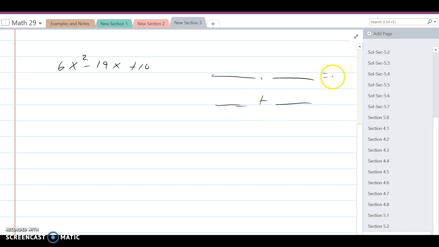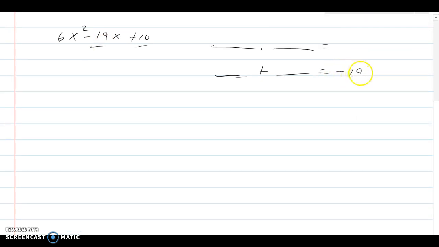For instance, before we wanted two numbers that multiplied together to give this and added together to give this. We still want them to add together to give us this middle term, but now this first number is not 1, and so we need them to multiply together not to give 10, but to give 6 times 10, or 60. So when this number is not 1 out here, you've got to multiply this times this. So now, two numbers that multiply together to give 60 and add together to give negative 19.